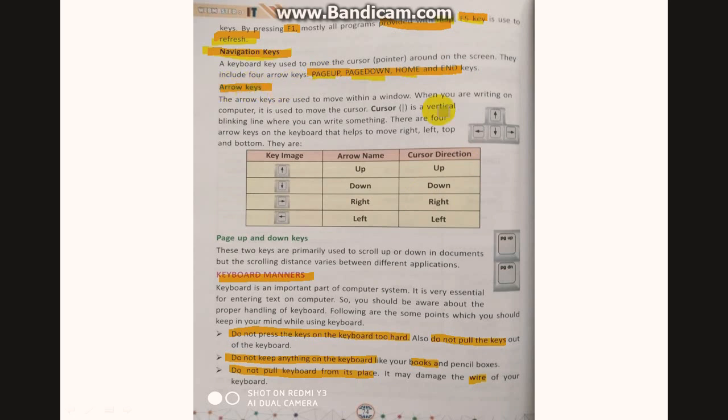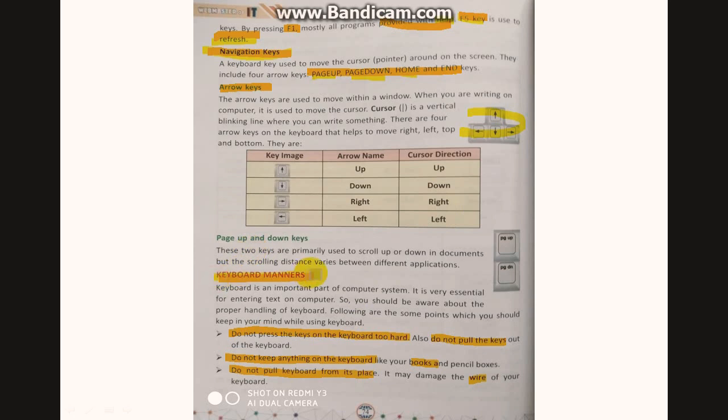Then comes the arrow keys. These are the arrow keys. There are also 4 arrow keys: up, down, left and right, to move the cursor up and down, left and right. These are defined here in the table given in the book, page number 74.